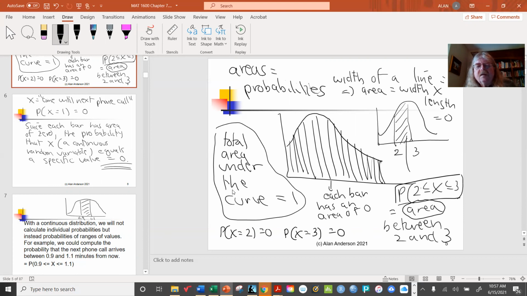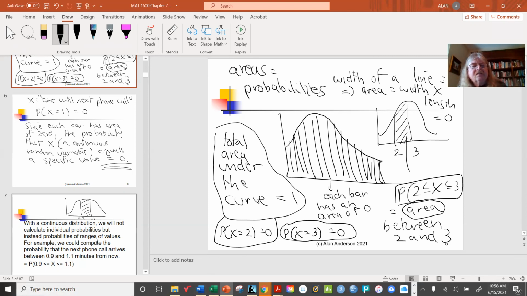So this is one of the oddball consequences of a continuous random variable. We're not ever going to calculate individual probabilities, but instead ranges or intervals of probabilities. And it makes sense when you stop and think about it. I mean, if we have an infinite number of possibilities, the probability of reaching precisely 2, you can see it makes sense for it to be 0, and 3 as well.